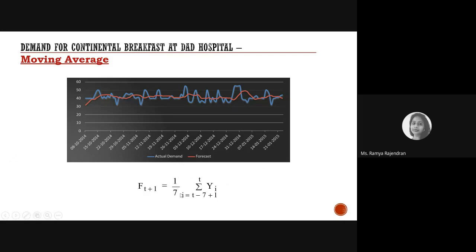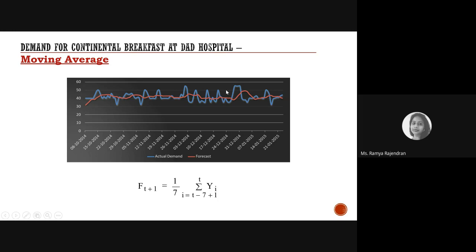So 1 by 7, summation of yi, i equal to t minus 6. When you say yi, it's the average, the summation of all the 7 values in the past week. Okay, so this is what your forecast looks like. So you see the graph here, the actual demand graph is in blue color and the forecasted value is in red.